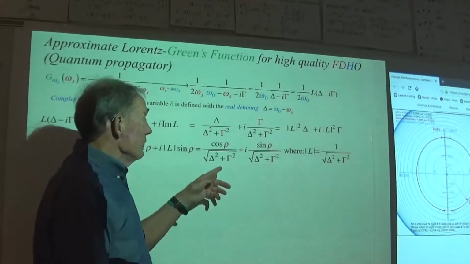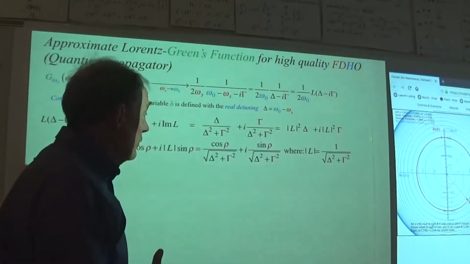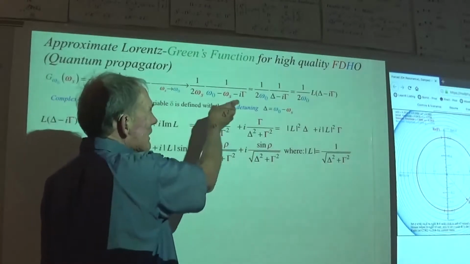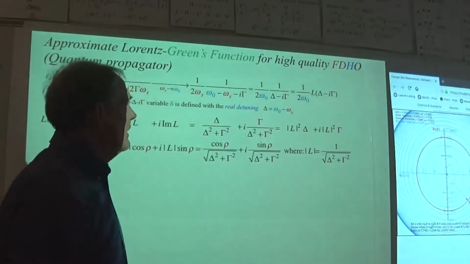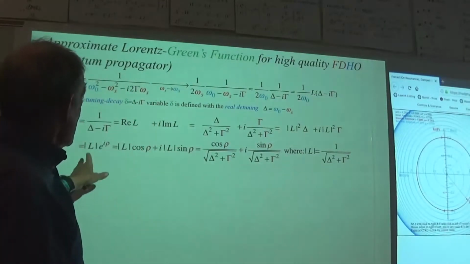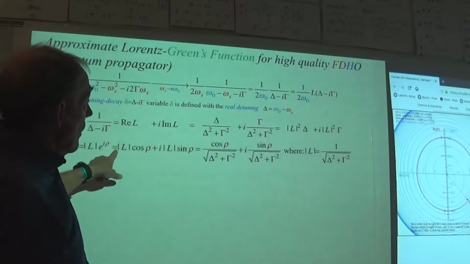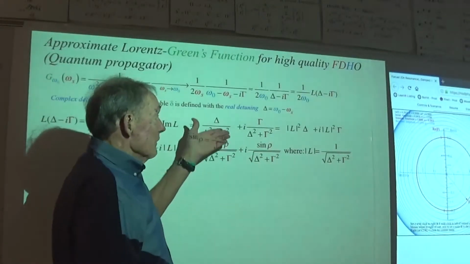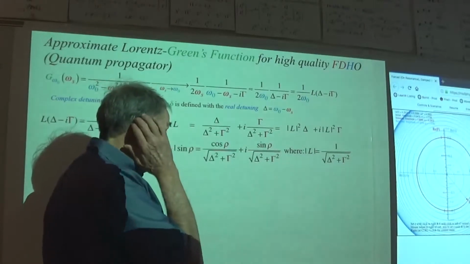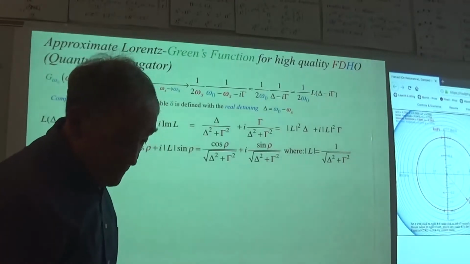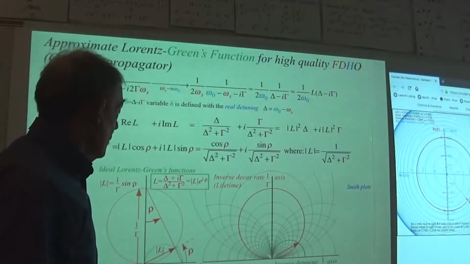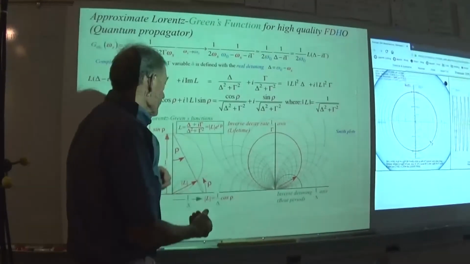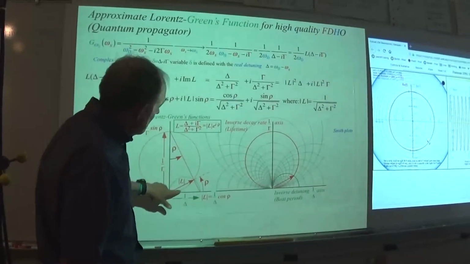So this then becomes an exact thing. This is what you would want. It's the classical mechanics that is harder than the quantum mechanics here. So I'm going to end up with an e to the i rho. That's going to be cosine and sine of the arctangent of the ratio of these quantities, and that's very simply expressed too. This is the ideal Lorentz Green's function, making a perfect circle.